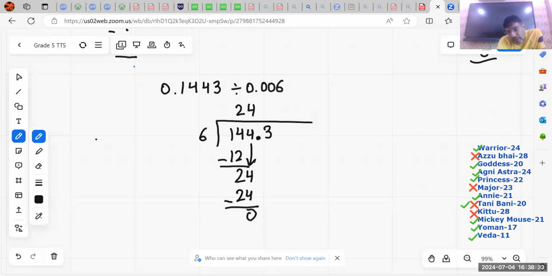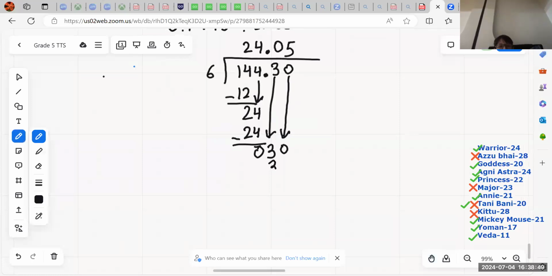Now a decimal in the dividend, so a decimal in the quotient. So 3 will fall down. So can I divide this 3? No. So I will put a 0. Then I will bring another 0. So 6 fives are 30. Sir, I forgot to add the 0 before 5. Yes.